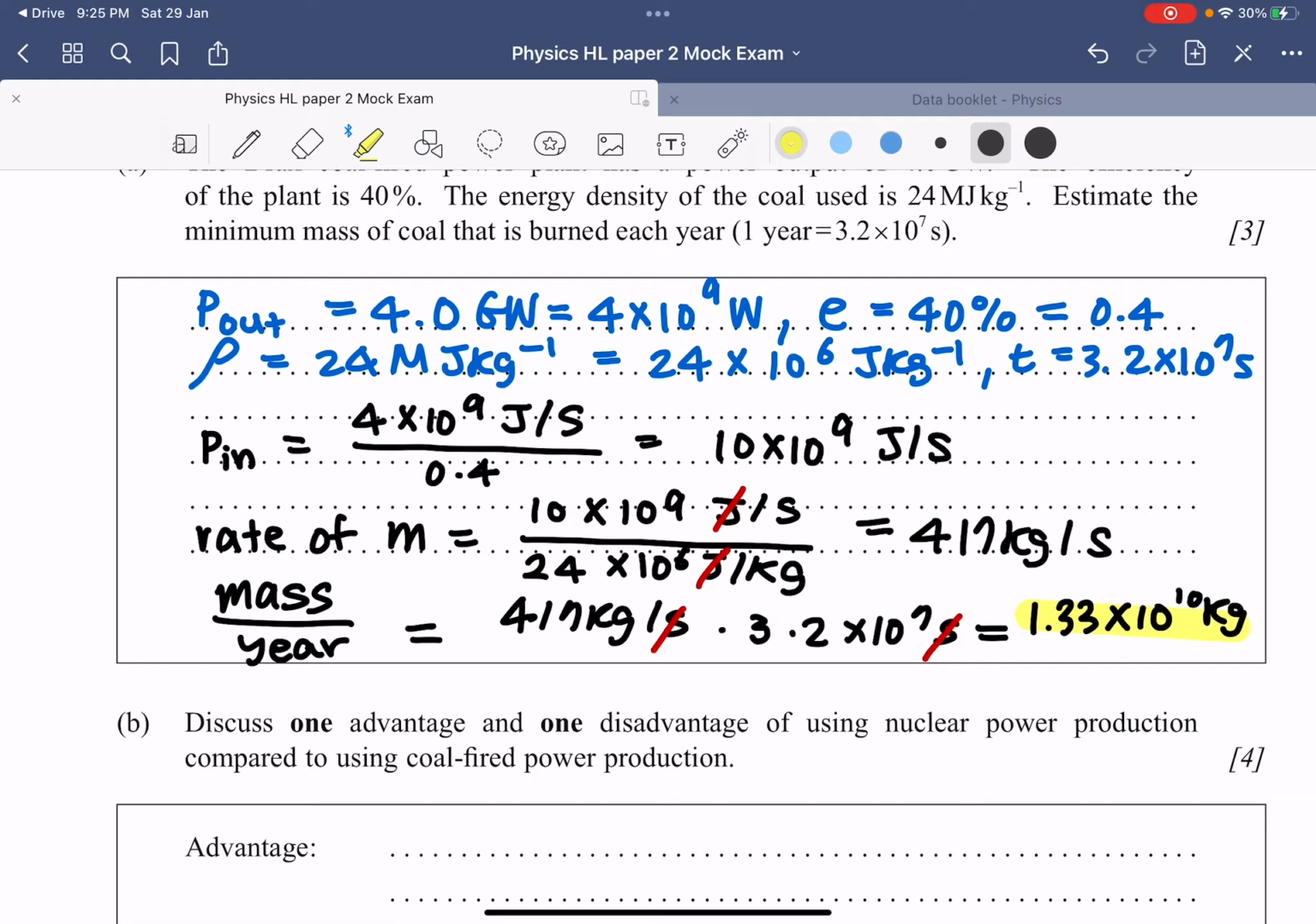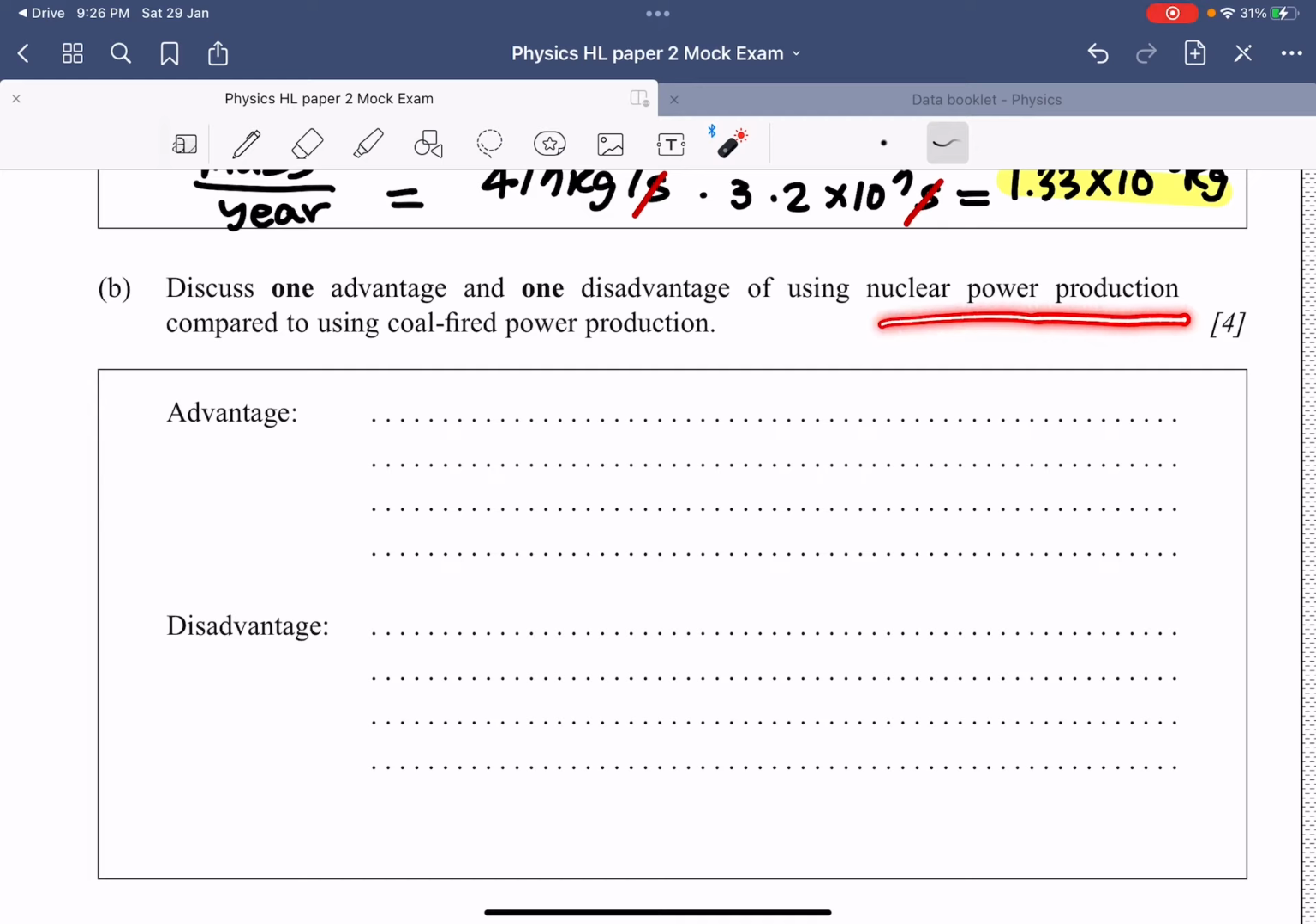Great. Now this is 3 marks, so you have to manage your time very wisely. You only have approximately 3 minutes to spare here. The next question is 4 marks. Part B asks you to discuss one advantage and one disadvantage of using nuclear power production compared to using coal-fired power production. We just need to add one advantage and one disadvantage.